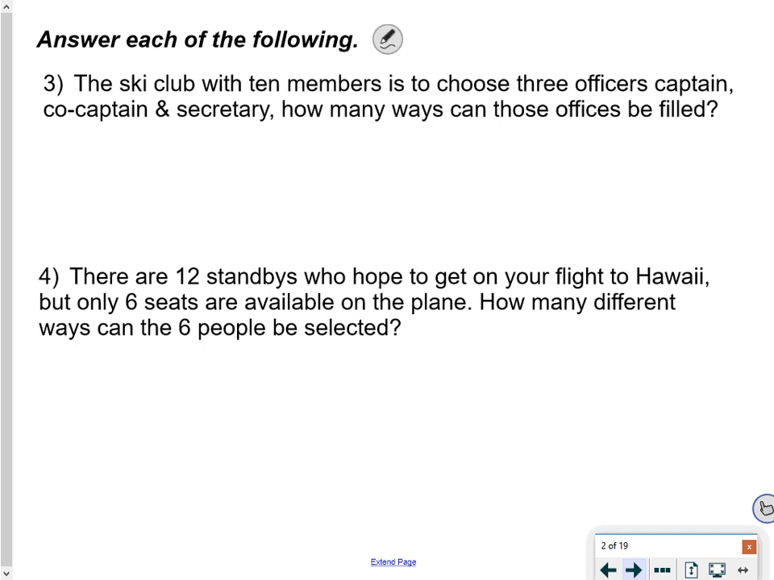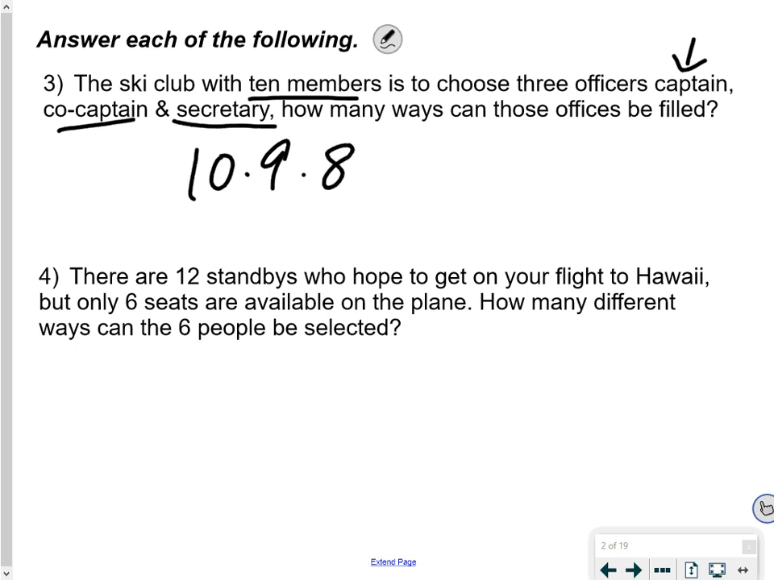So if we think about that, we got 10 members to choose from. The amount of people that could be captain is going to be 10. But then once that person's chosen as captain, we got 9 people for co-captain. And then once that person's chosen as co-captain, we got 8 people left for secretary. If we multiply those, we get 720. 720 different ways those offices could be filled.